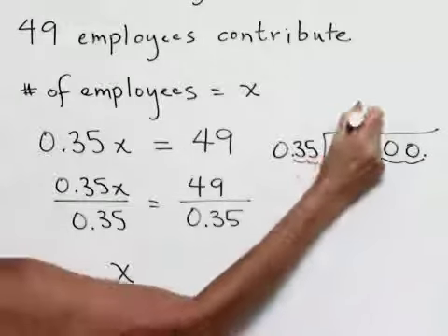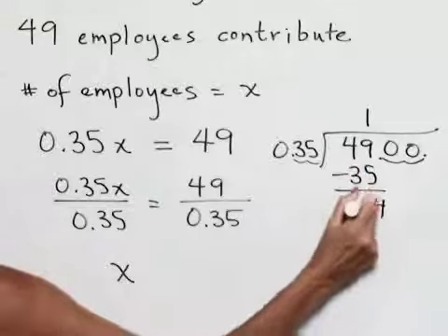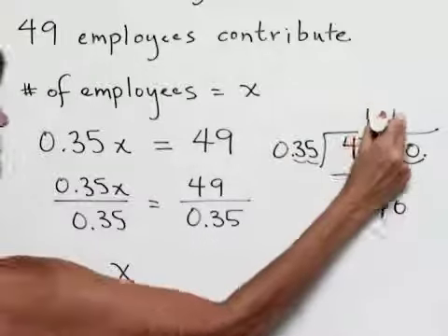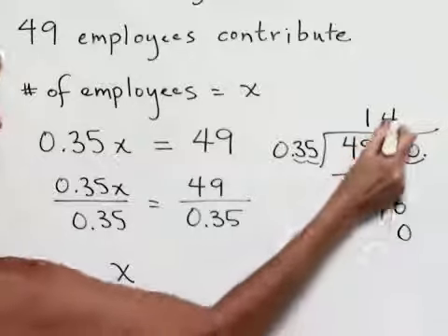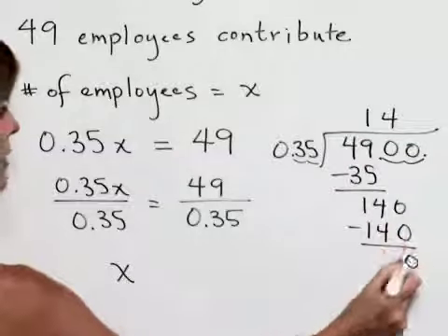35 into 49 goes once. We end up with 35, and we subtract. We bring down a 0. 35 into 140 goes 4 times. We multiply. 4 times 5 is 20. Carry a 2. 4 times 3 is 12, plus 2 is 14. And we subtract and get a 0.